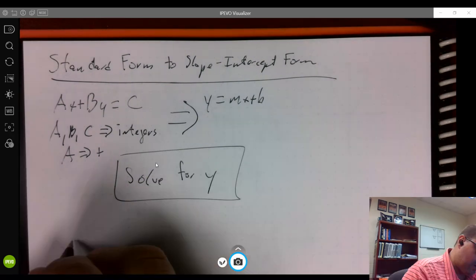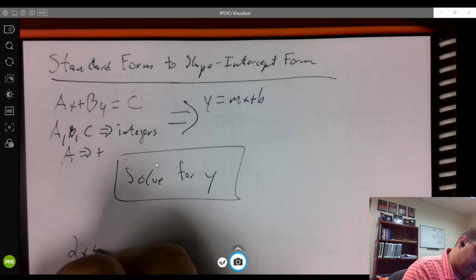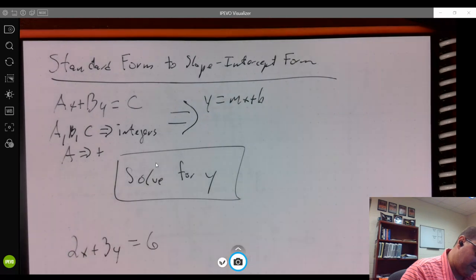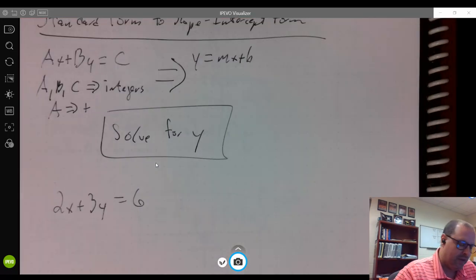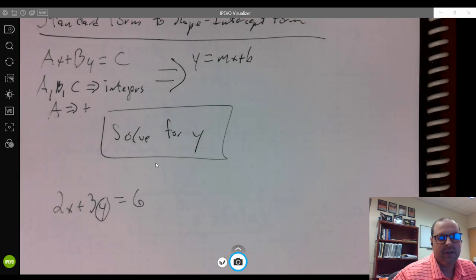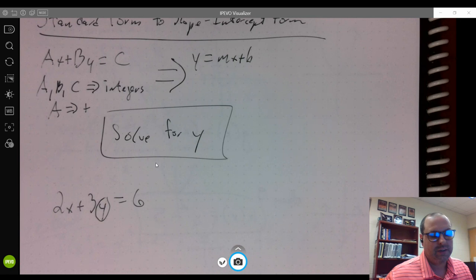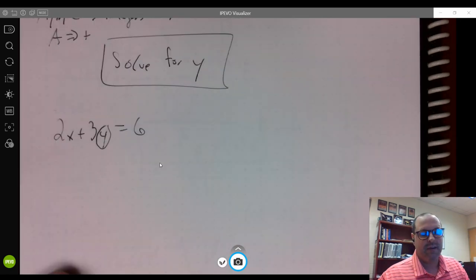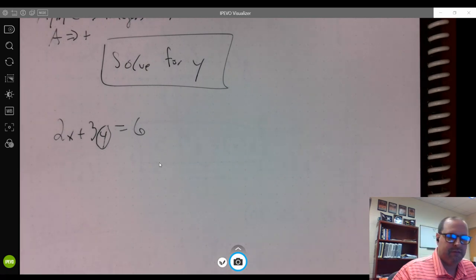So if I had, for example, 2x plus 3y equals 6, that's in standard form. I want to put it into slope-intercept form, and the basics is just solve for y. So what we're doing today is nothing new. It's just giving it a new name and saying, oh, this is solving for y. This is putting it from standard into slope-intercept form.